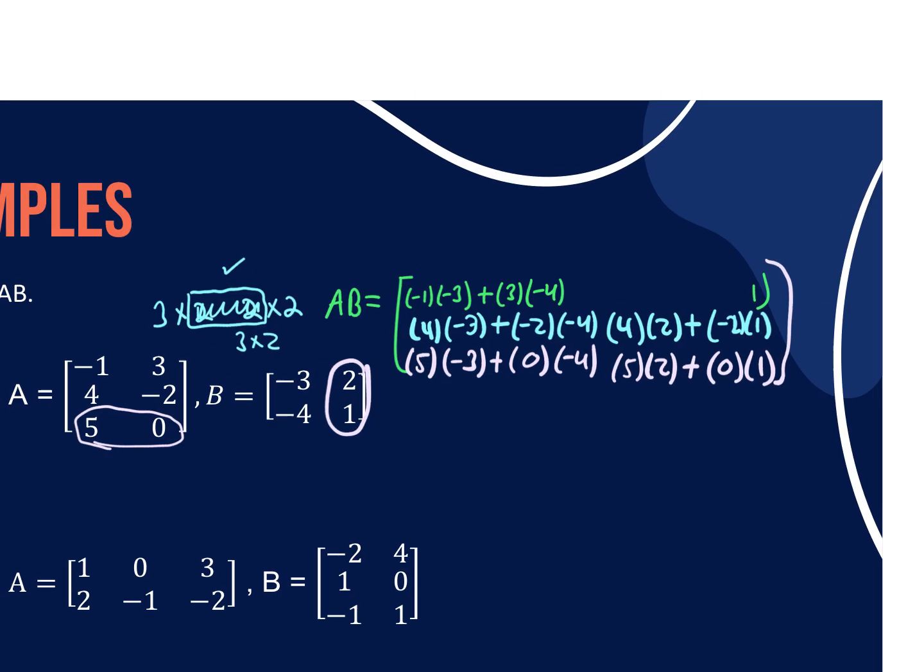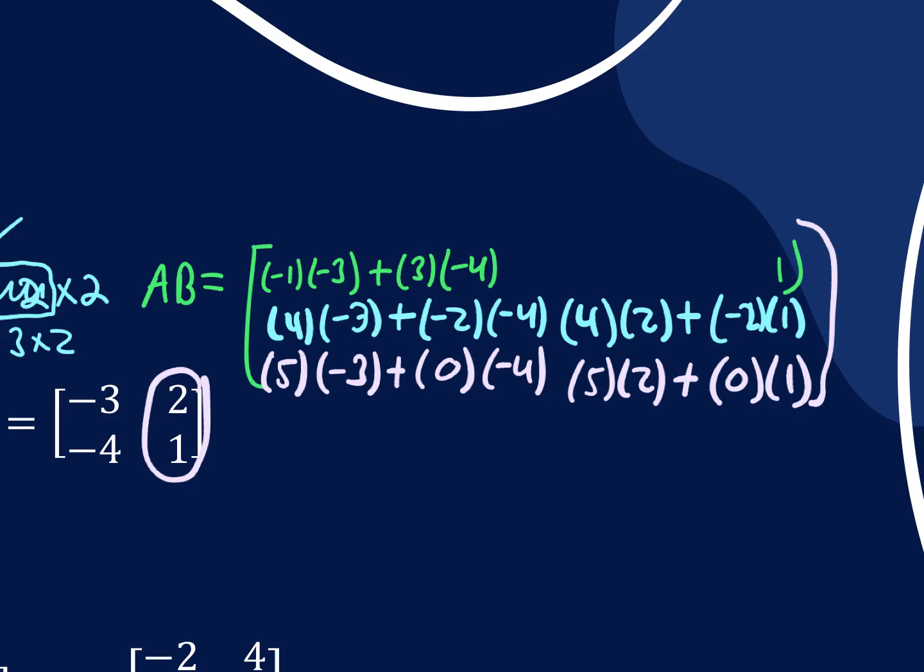So I'm going to do the top row that's in green, and I'm just going to simplify each entry. We know that -1 times -3 is 3. 3 times -4 is -12. And then 3 minus 12 is -9. All right, we'll do the same thing with the next one. -1 times 2 is a -2. Plus 3 times 1 is just 3. So -2 plus 3 is 1.